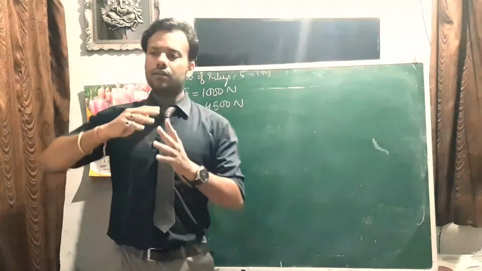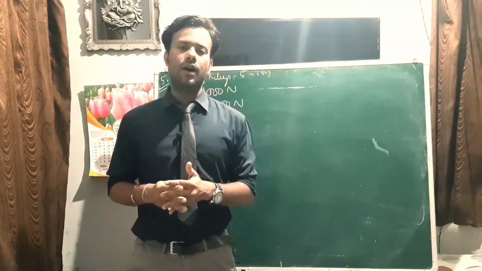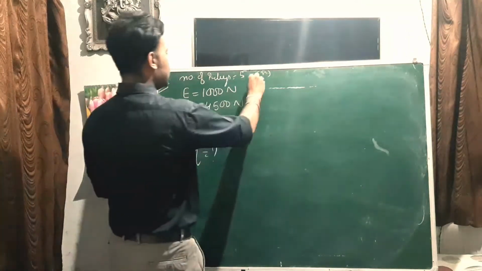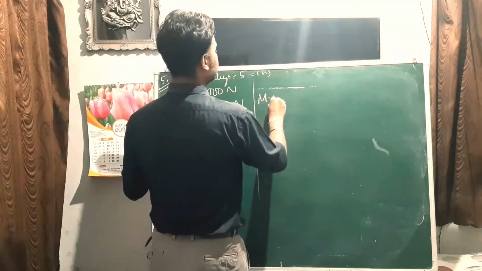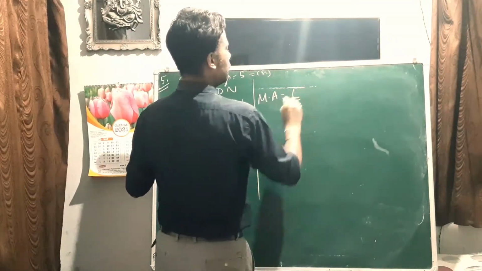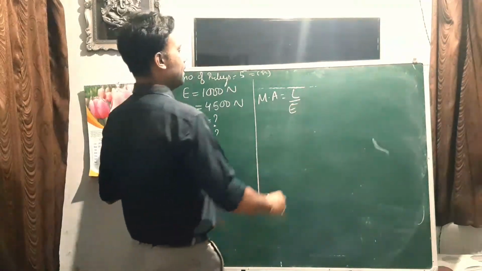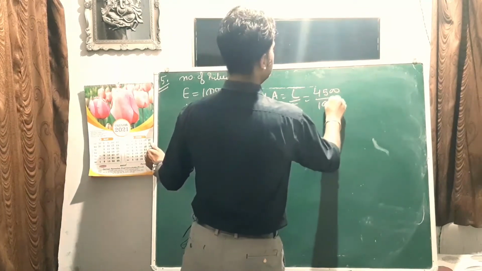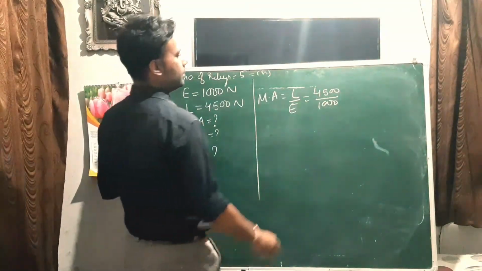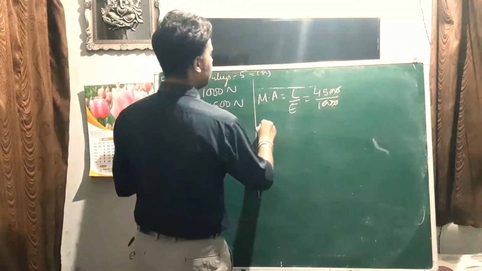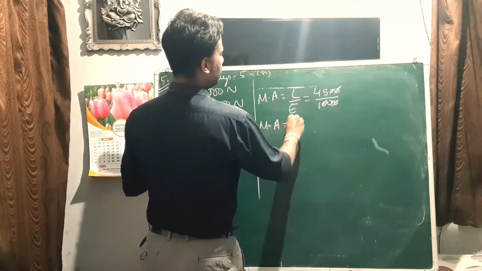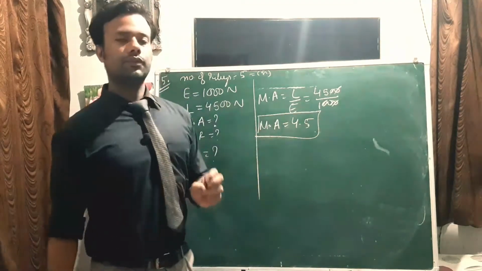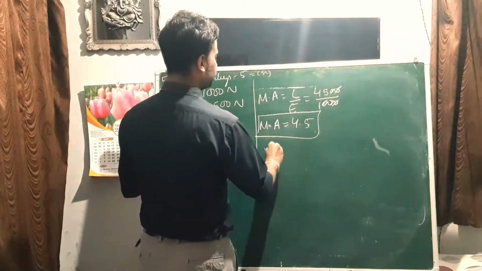So how do we find the mechanical advantage? Simple, go through the general formula, right? So what is the general formula for mechanical advantage? That is nothing but load upon effort, right? So load is 4500 and the effort is 1000, right? So the mechanical advantage will be 4.5, right?